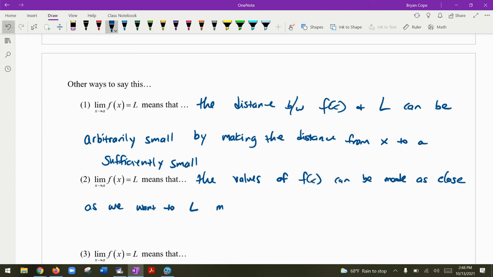by making x, how should we state this? I don't like the way the book says it necessarily. By taking x close enough to a, why don't we say by making x sufficiently, we could use that term again, I guess, but by making x, how about this? A particular closeness to a. Maybe that sounds funnier than the book, but whatever.